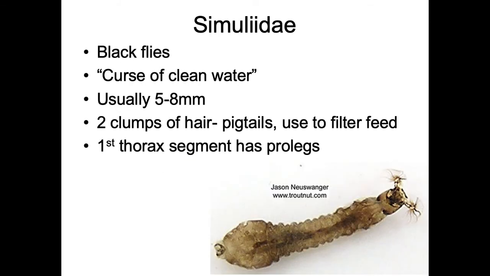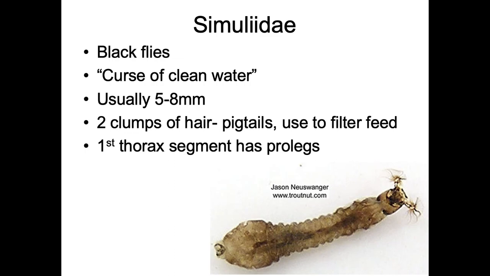Okay, next up is Simuliidae. If you've ever been to the Northeast in the summer, you might be familiar with these guys. They're black flies. They bite. They are really annoying up in New England and some other places in the United States. They're called the curse of clean water because they are an indicator of good clean water, but they're also really annoying and bite people in the summer.